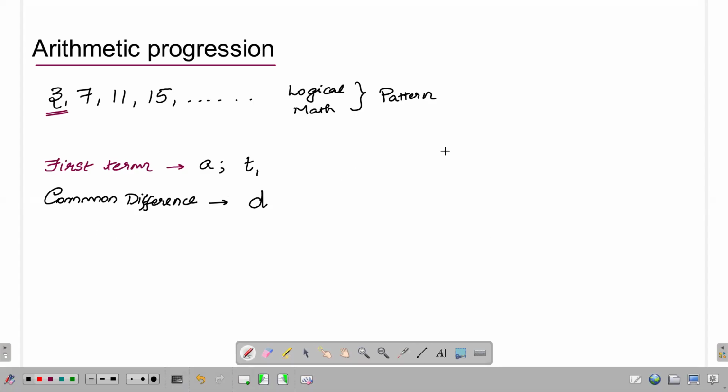This formula you have to remember: the expression to find the nth term of an arithmetic progression, Tn, is given by a plus n minus 1 times the common difference. For example, consider the series I have presented here, 3, 7, 11, 15, and so on. Suppose I want to find out the 6th term of this given progression, T6.